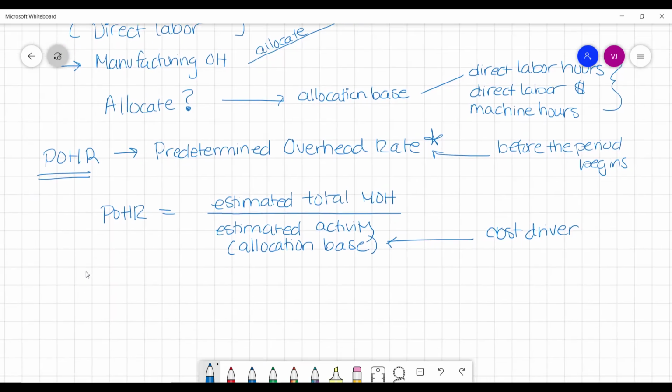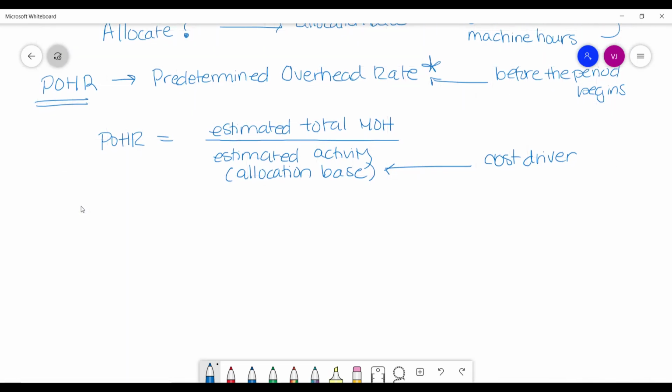Now one thing you're probably noticing about this is the POHR uses estimates. Often a POHR is going to only use estimated data because actual overhead, the actual full dollar amount of manufacturing overhead that a company incurs for an entire period, isn't known until the very end of the period, right?